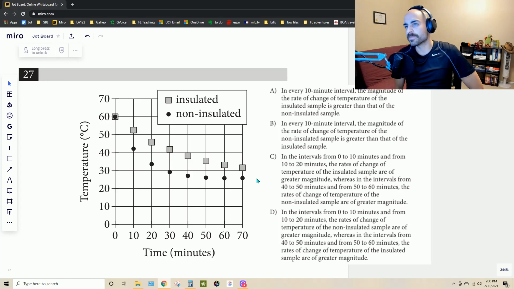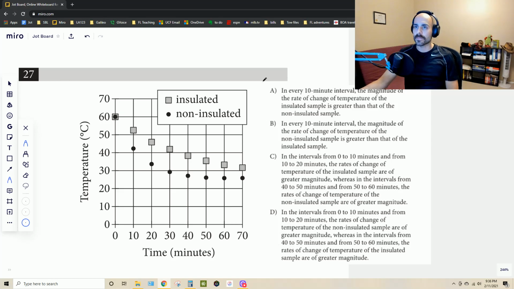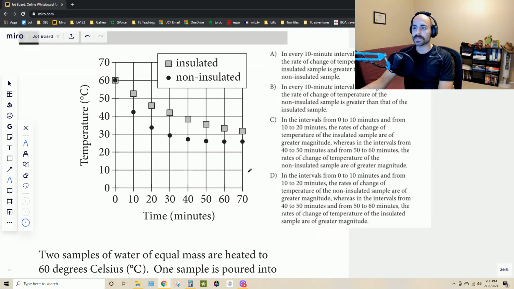In this problem, it's best to just have these answers right next to it. So that's what I did here. And we can just compare. To be honest, we probably can get away without having to read that lengthy paragraph here.